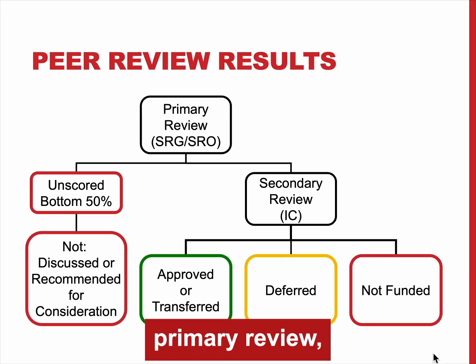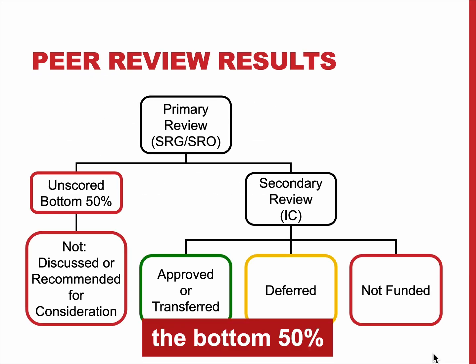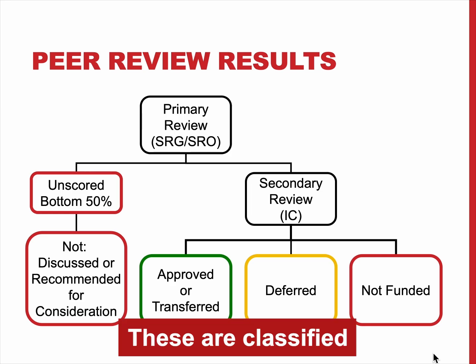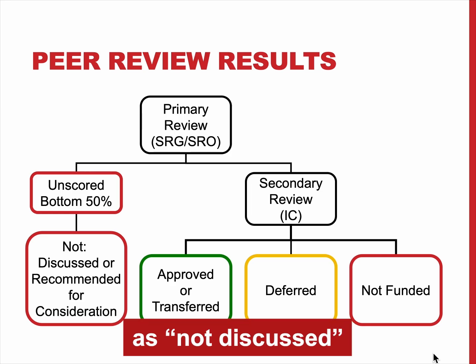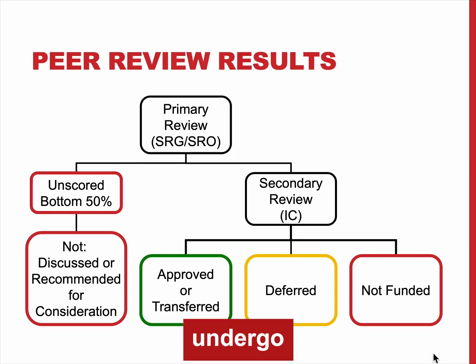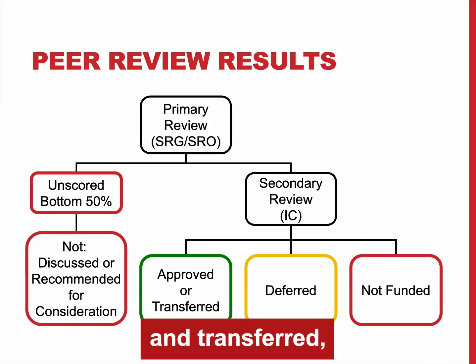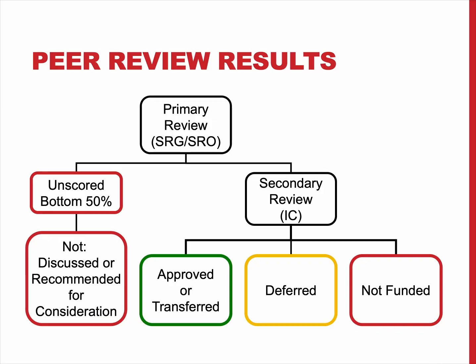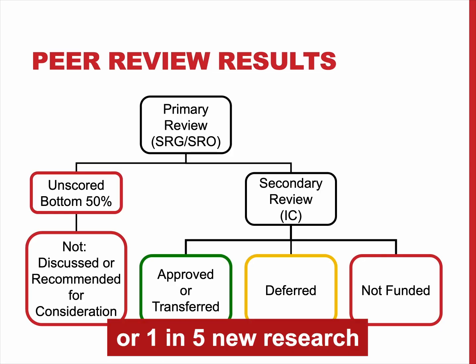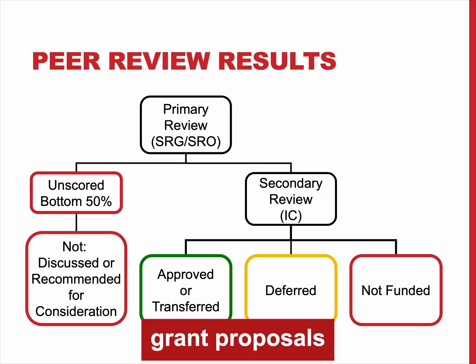After the primary review, the bottom 50% are unscored. These are classified as not discussed or not recommended for consideration. The remaining 50% undergo secondary review. The outcomes of secondary review include approved and transferred, deferred, and not funded. Overall, 20% or 1 in 5 new research grant proposals are accepted.